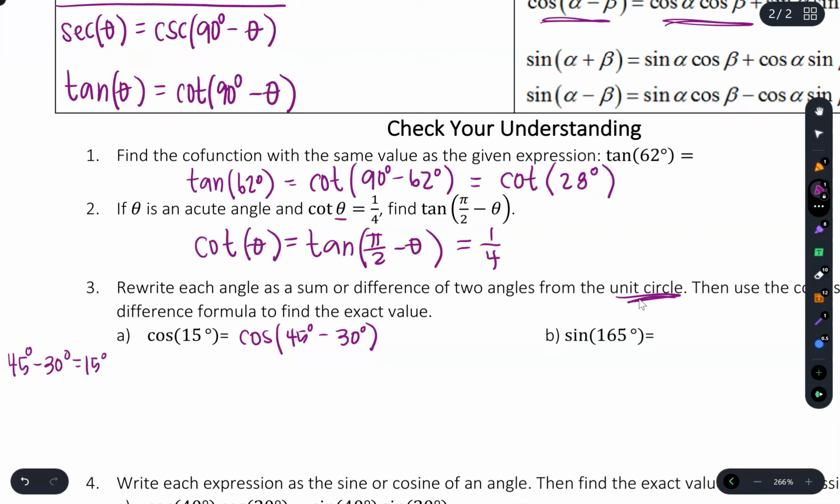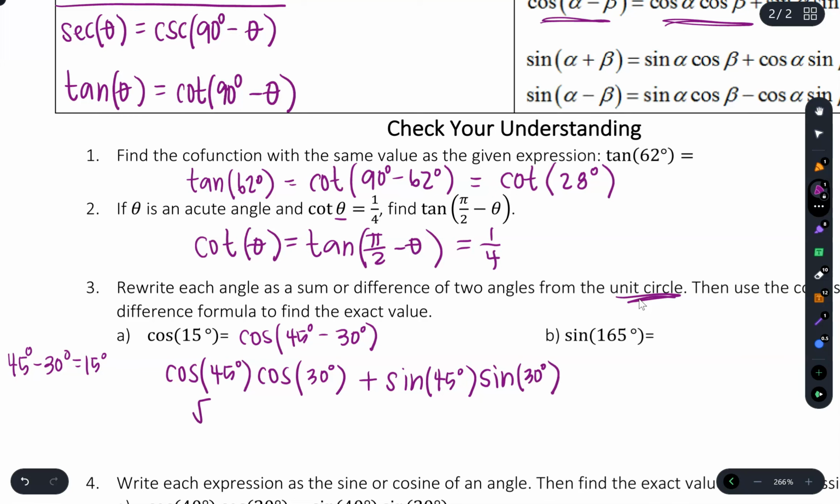So I'm going to say cosine of 45 degrees times cosine of 30 degrees. And then I'm going to add, and it's going to be sine of 45 degrees times sine of 30 degrees.